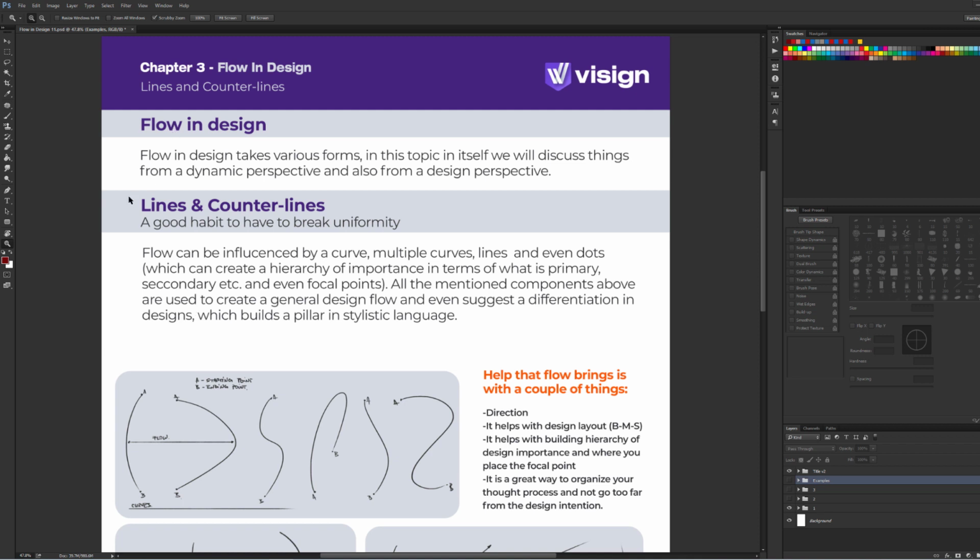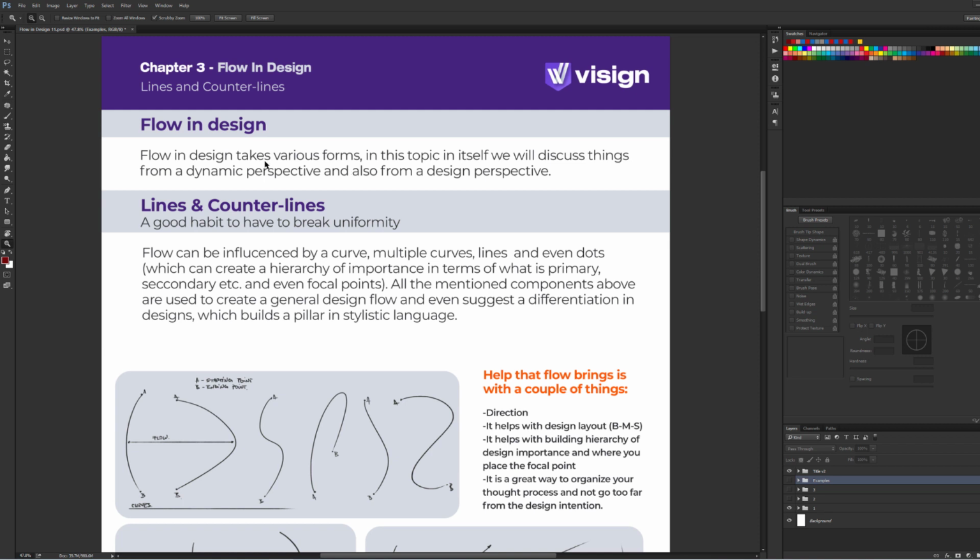Now, what is flow actually in design? Flow in design takes various forms in essence. So you can understand it when I say various forms, I mean exactly this. Whenever you're using a certain type of flow in design, it has to create an empowerment of the shape language. So you're pushing and pulling shapes. That's what I mean by it takes various forms.